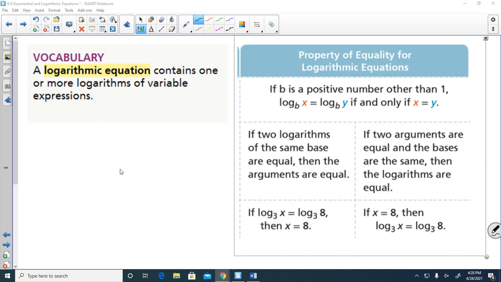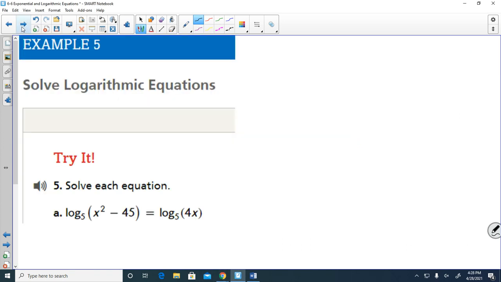Now let's talk about logarithmic equations. Logarithmic equations are equations that have one or more logarithms of a variable expression. So that means you have a log base 3 of an x, log base 3 of an 8. We have a couple of methods we can use to solve these types of problems. So let's look at example 5.